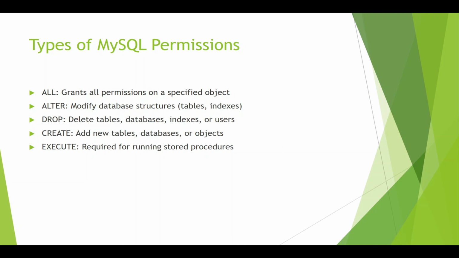Let's look at the key types of MySQL permissions or privileges. All. This grants all possible permissions on a specified object. For example, if you grant all on a database, the user can perform any operation within that database. Alter. This allows modifications to database structures like tables or indexes. Drop. This lets the user delete tables, databases, indexes, or even other users. Create. This enables the user to create new tables, databases, or other objects. Execute. This is required for running stored procedures in MySQL. To allow a user to execute a stored procedure, this permission is necessary.